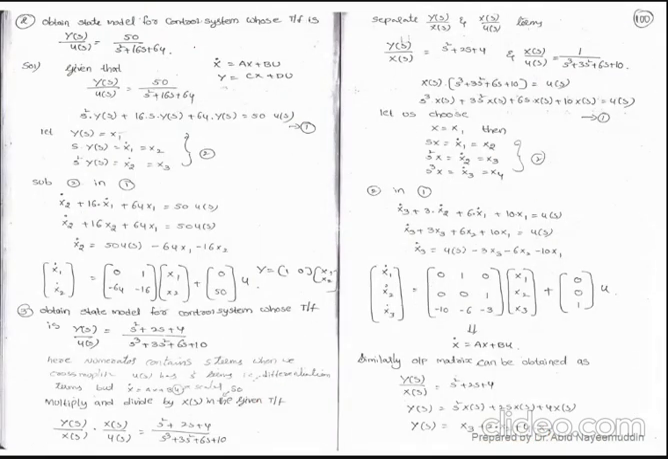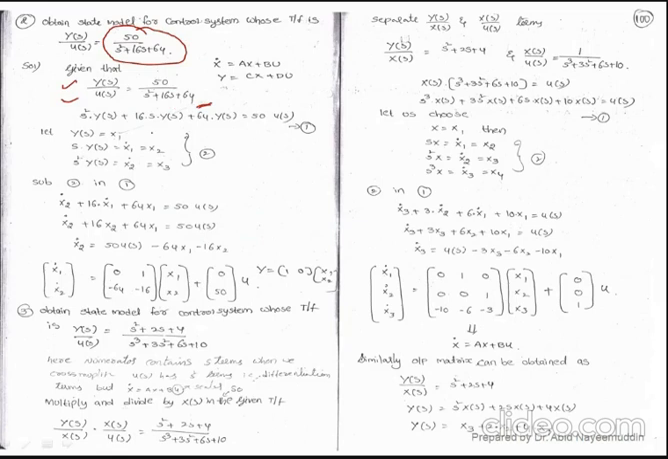Now next, second problem on this transfer function. He has given you 50 by s square plus 16s plus 64, he has given like this. So y of s by u of s is equal to 50 divided by s square plus 16s plus 64.